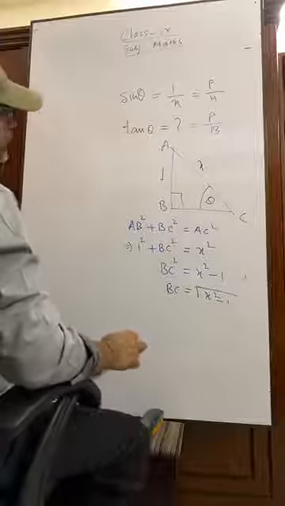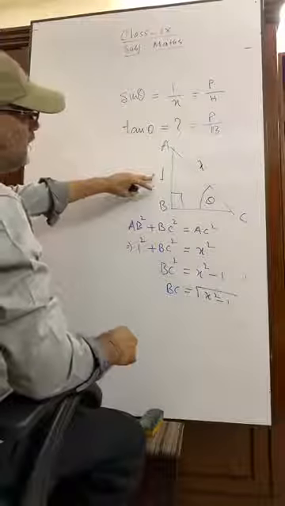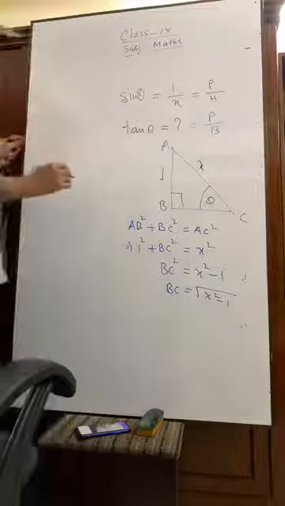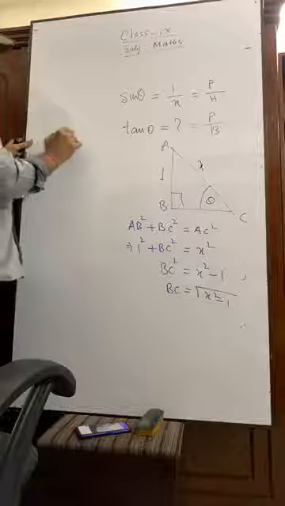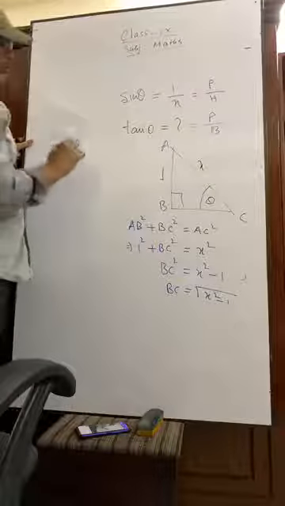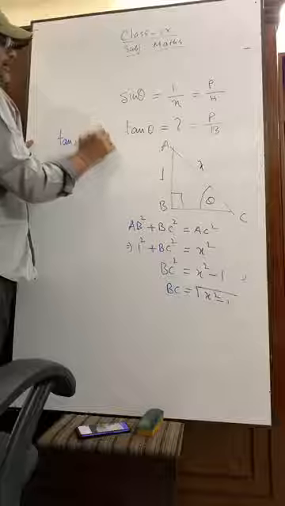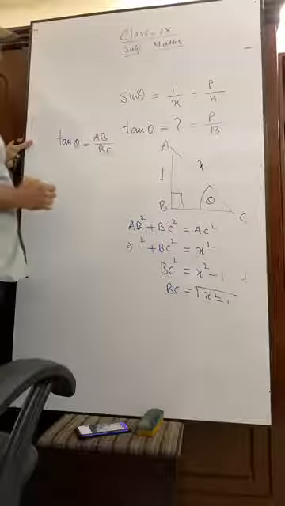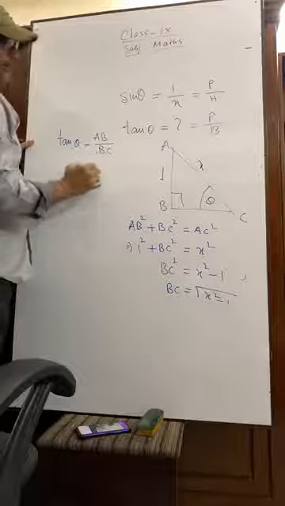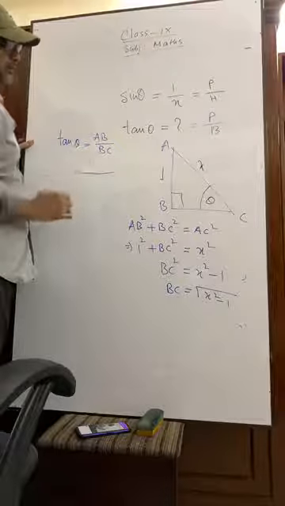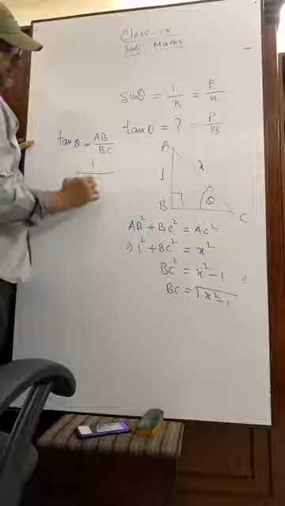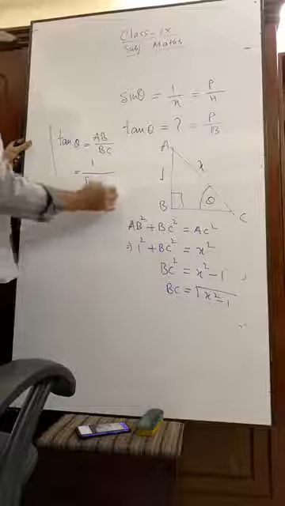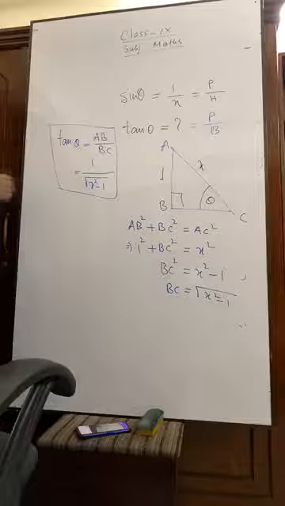Okay. So what I told you, this is perpendicular and this is base. Tan theta equals to what? Perpendicular by base. I am writing it again. Tan theta is equal to perpendicular by base. Okay. Tan theta equals to AB by BC. So what is AB? AB equals to 1. What is BC? BC equals to √(x square minus 1). Okay. So this is the way how you can do it.